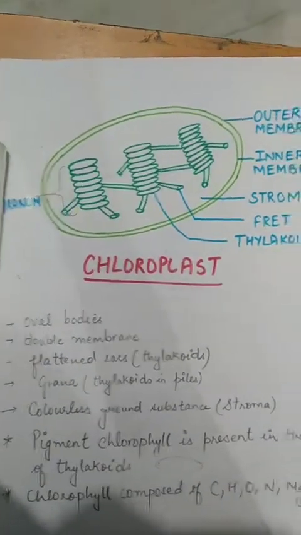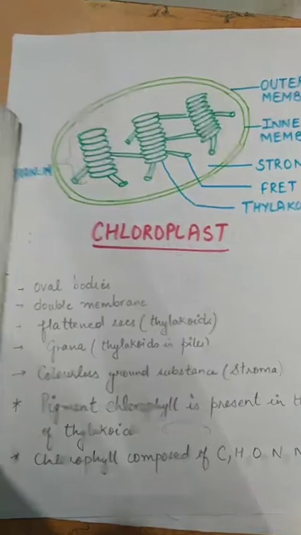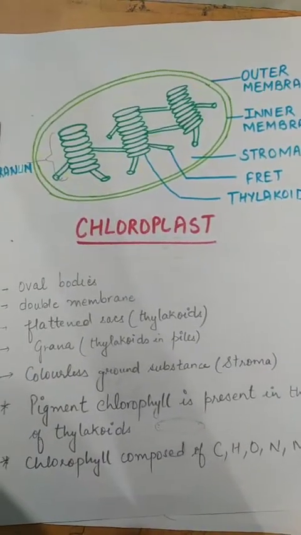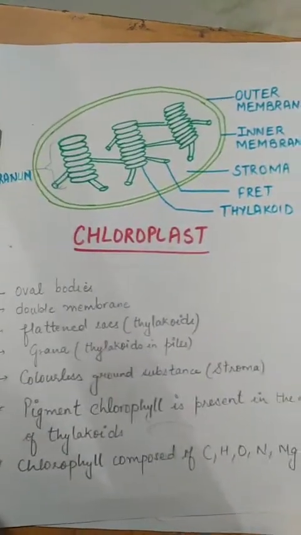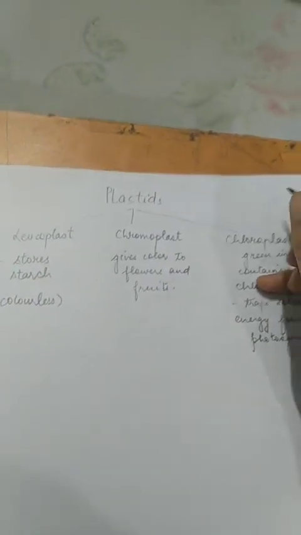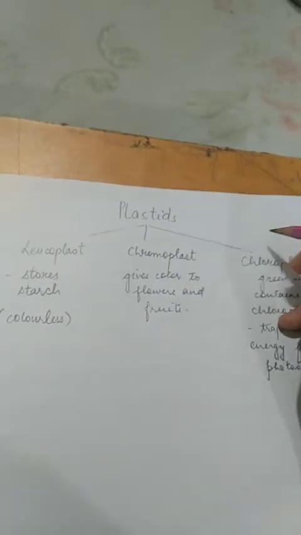Hello students. So the topic that we are going to cover today is the structure of the organelle chloroplast. Before we start discussing the structure, let's revise something that we have read in the previous class. Well, chloroplast comes under the category of plastids.